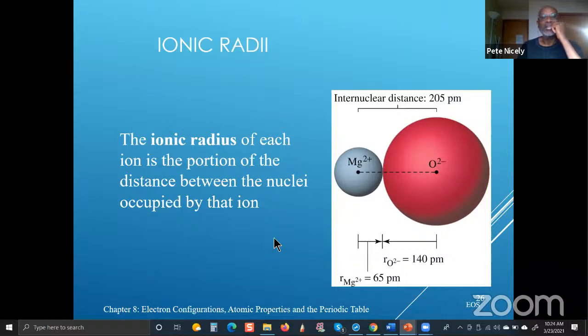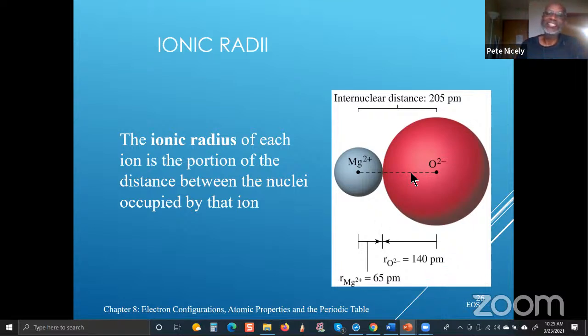Now, we talked about the atomic radius. Let's talk about the ionic radius, all right? Now, the ionic radius, of course, is in reference to ions, not atoms. And the definition of the ionic radius is given right here. The ionic radius of each ion is the portion of the distance between the nuclei occupied by that ion. And this is assuming, of course, it's combined with the other counter ions.